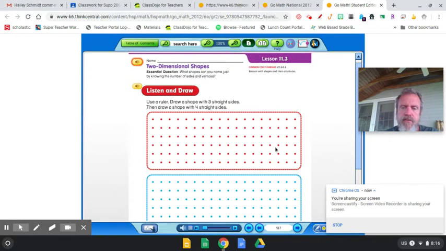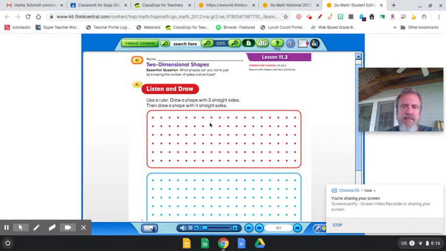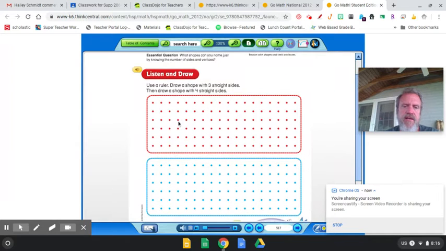Okay? So, as a little practice, it says use a ruler, draw a shape with 3 straight sides, then draw a shape with 4 straight sides. So I'm not going to use a ruler because I can't do it on the computer, but 3 straight sides would connect these dots, maybe down to here, and then straight up to here. What kind of shape is that? Triangle, right.